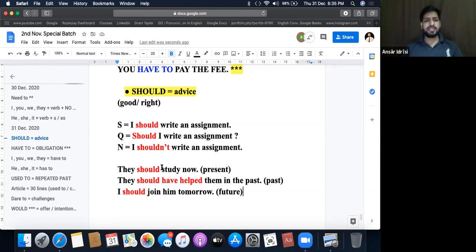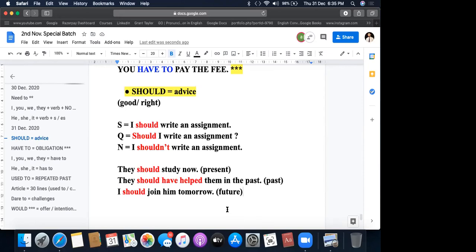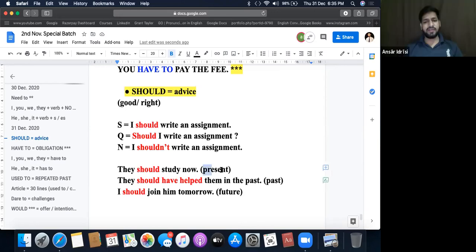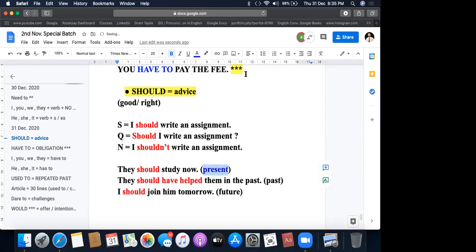Yes, Zubair bhai. In what tense do we use should? Wajid bhai: present, past, future. Very good. Present, past and future. Look, I have given an example here. Everyone, please pay attention here. But instead of have, they should had, we can use, right? Yeah.